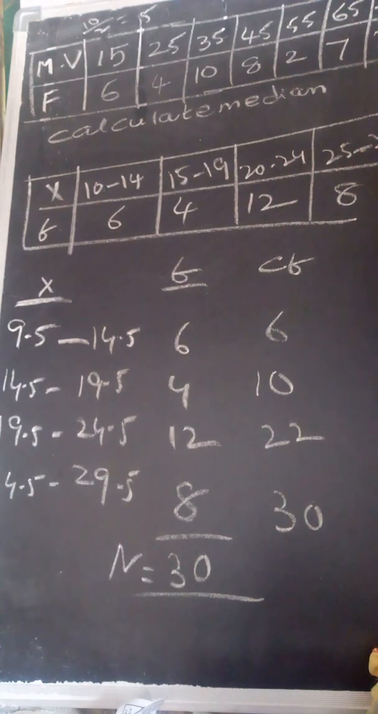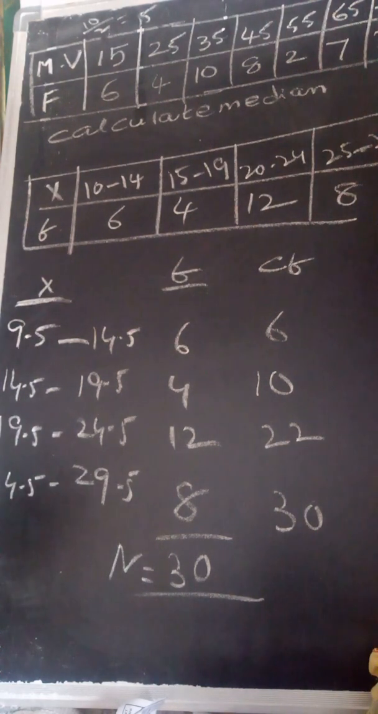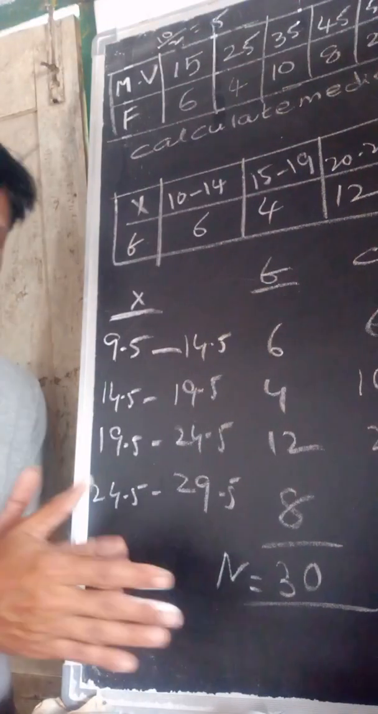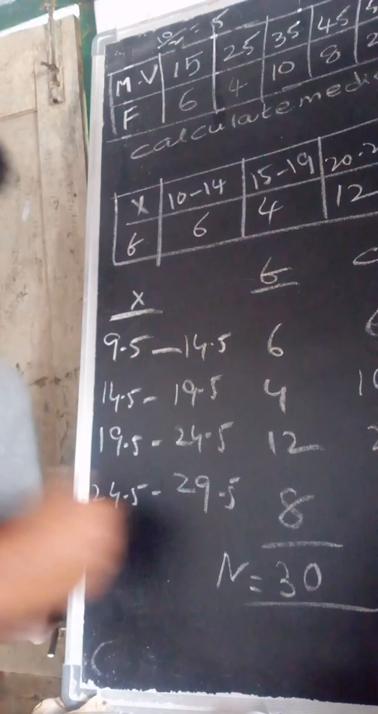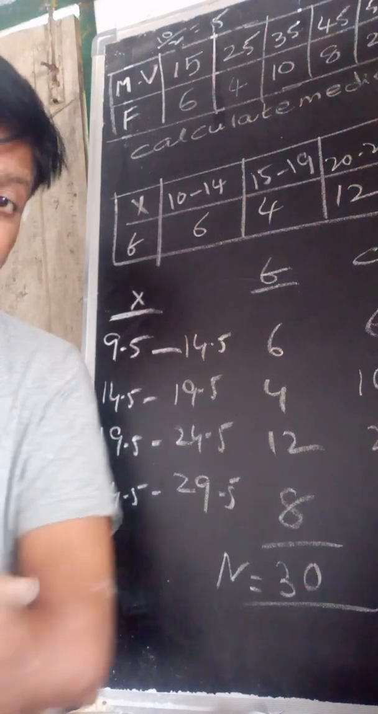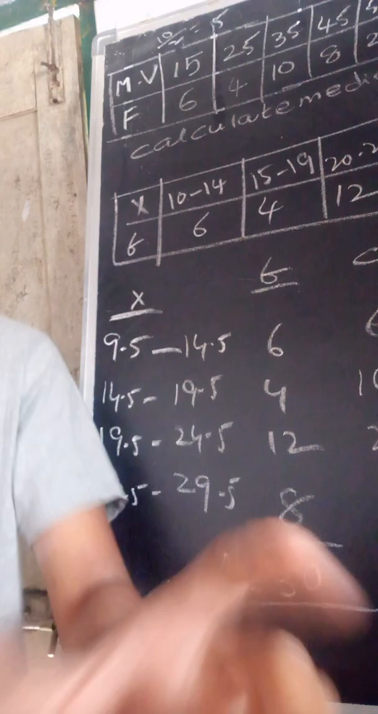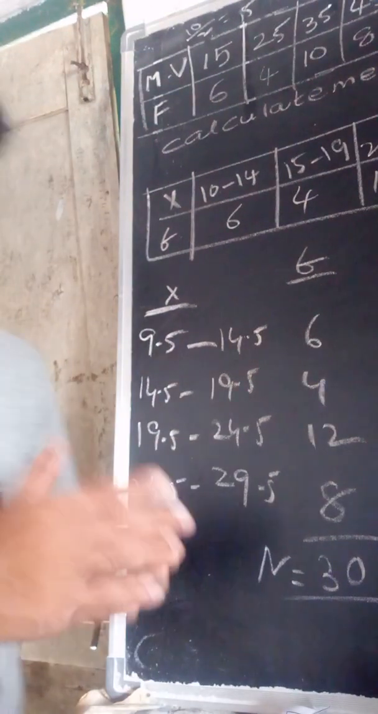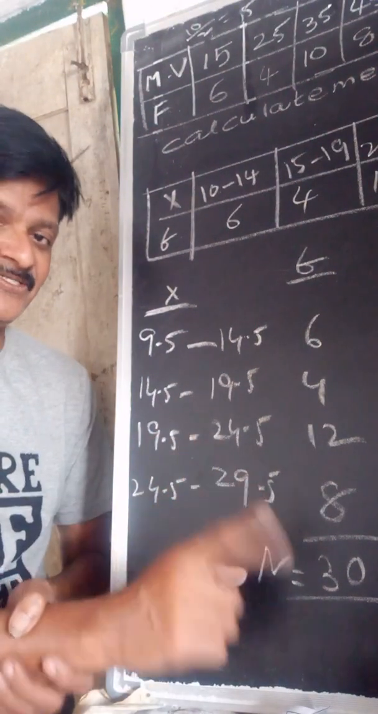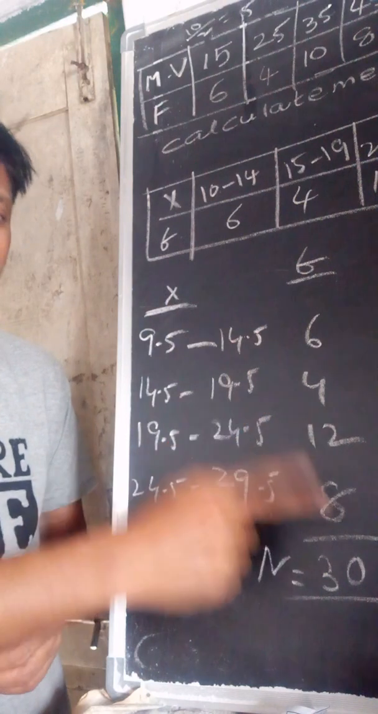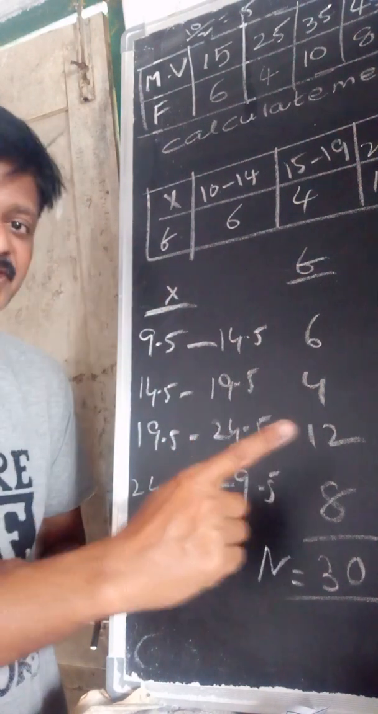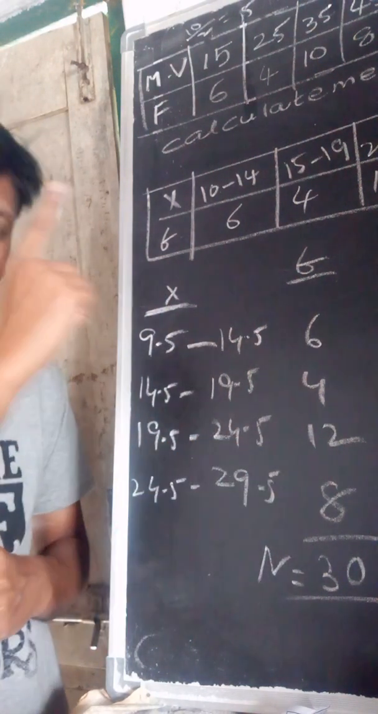I hope, my dear students, this class is very helpful to you. In this session, what we learned is how mid values are converted into class intervals like 0 to 10, and when the question is given in the inclusive method, how that is converted into the exclusive method. We have seen all of it, my dear students. Make use of the class, learn it, maintain your notes, write them down.